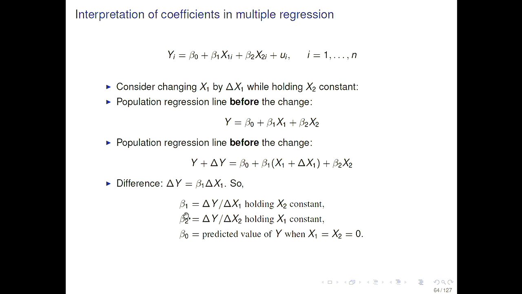So beta 1 is nothing but the ratio of the increment in y to the increment of x1, holding x2 constant. Similarly for beta 2, right? And beta naught is the predicted value of y when both x1 and x2 are 0.